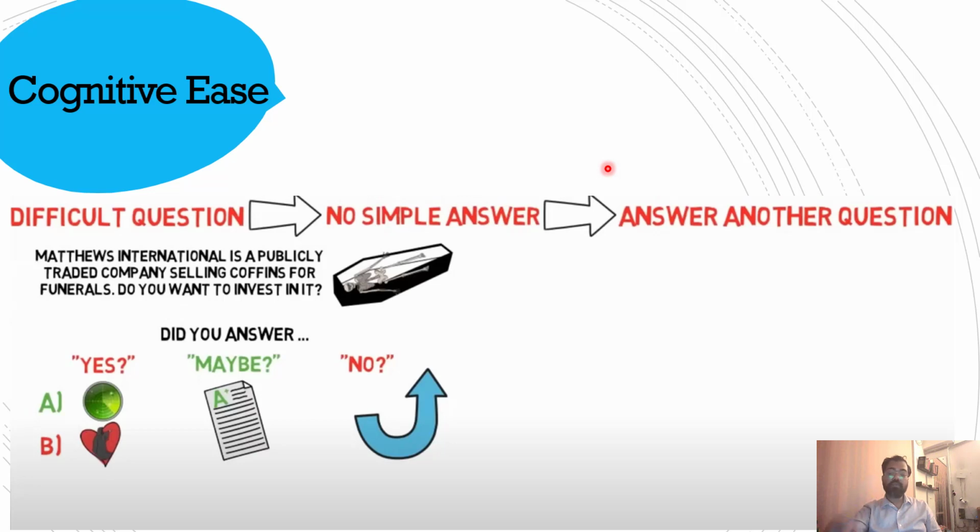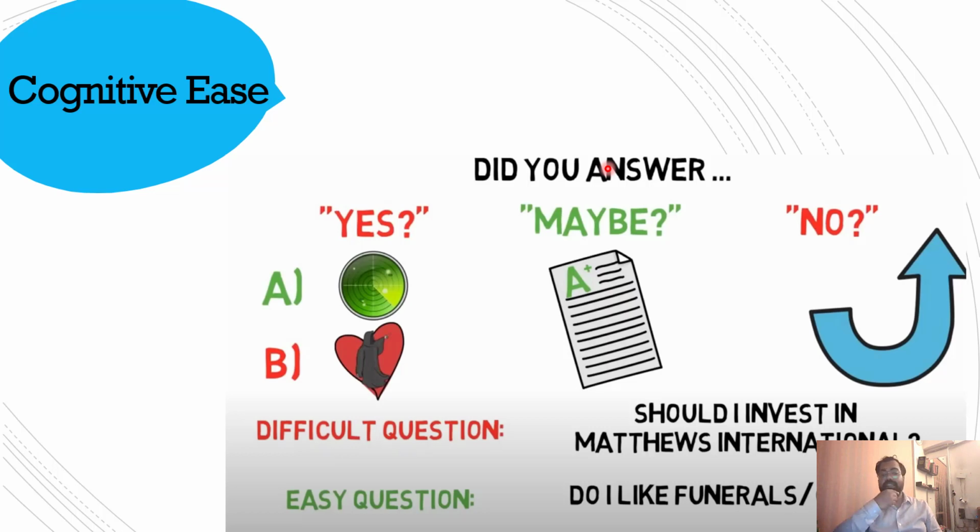This question was asked in an open survey, and many people answered no, and very few people answered maybe or yes. The reason is that deciding whether to invest in Matthews International requires some information which is not available. For example, what is the turnover of this company, what is the consumer expenditure, and how this company works. Those information are not available, and therefore this is a difficult question to answer.